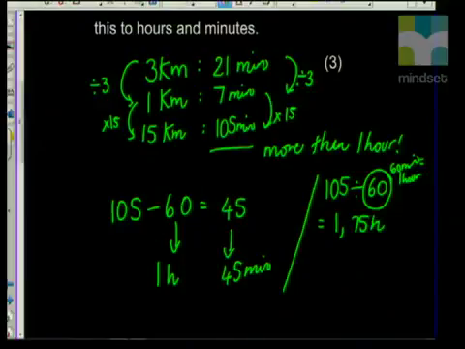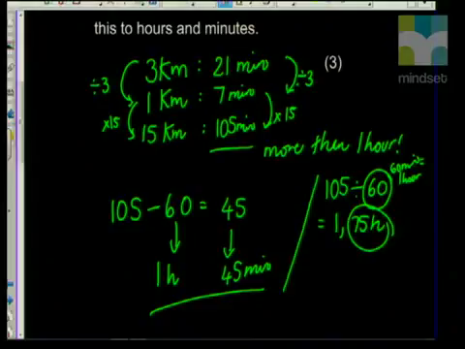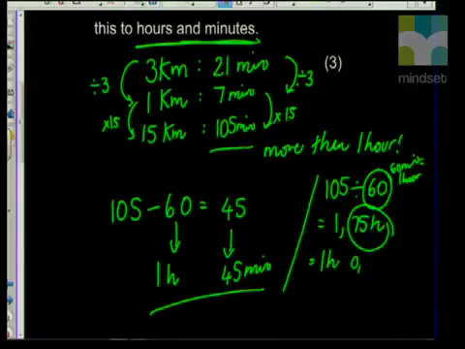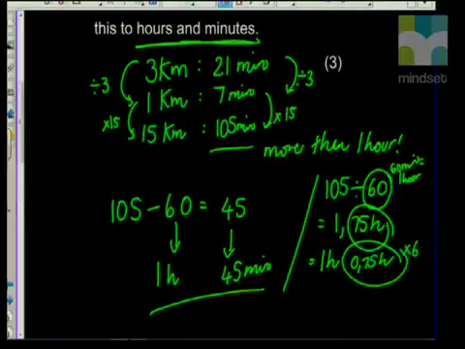Now please note, it's not the same as this answer. Reason being, remember the question that we did in question 1? This is 0,7 hours. So this is not in hours and minutes yet. We've still got to carry on. So I need to say, okay, this is going to be 1 hour and 0,75 hours. And remember, how did we convert this before? I need to times this by 60.